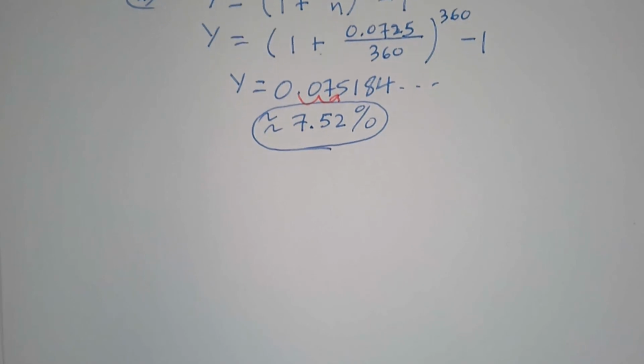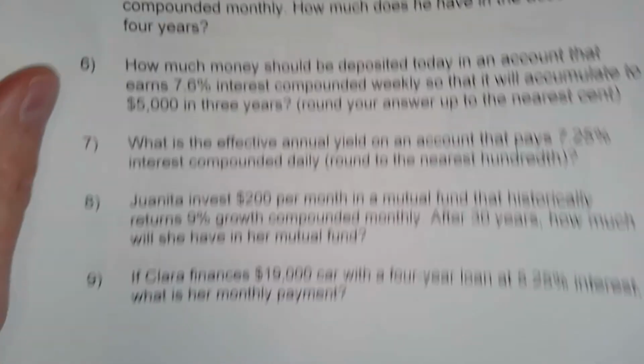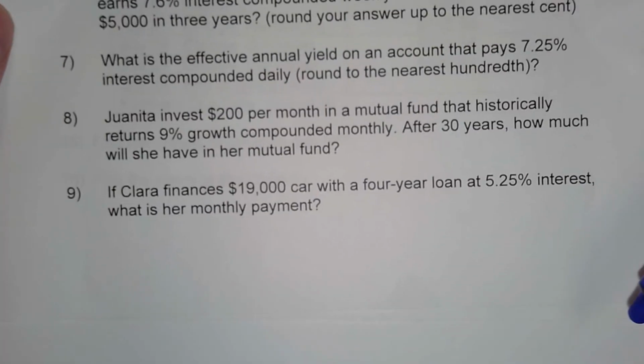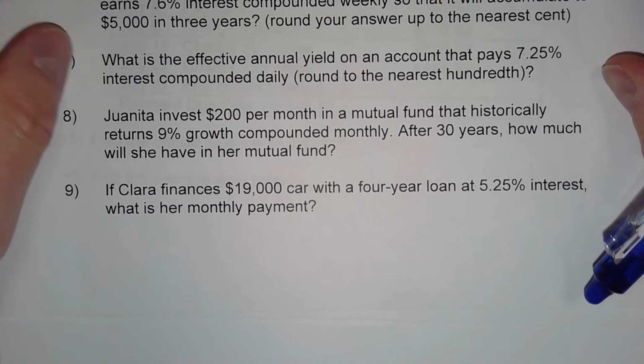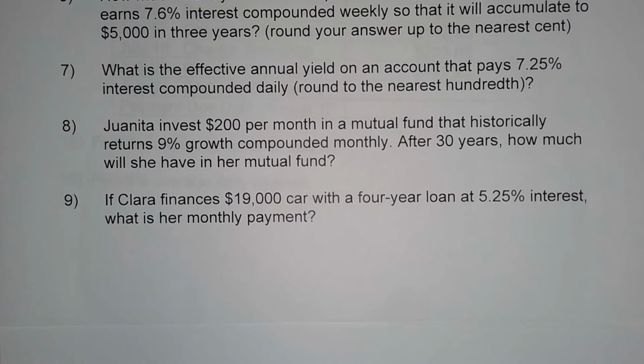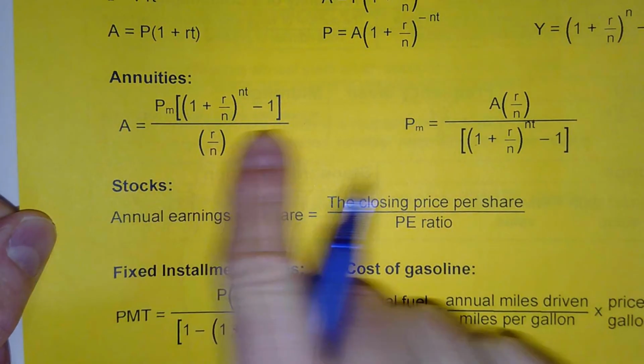All right, let's take a look at number 9. Sorry, number 8, excuse me. Wanting to invest $200 per month in a mutual fund that historically returns 9% growth compounded monthly. After 30 years, how much will she have in her mutual fund? So now we're making periodic deposits. So that's going to force us down here under annuities.